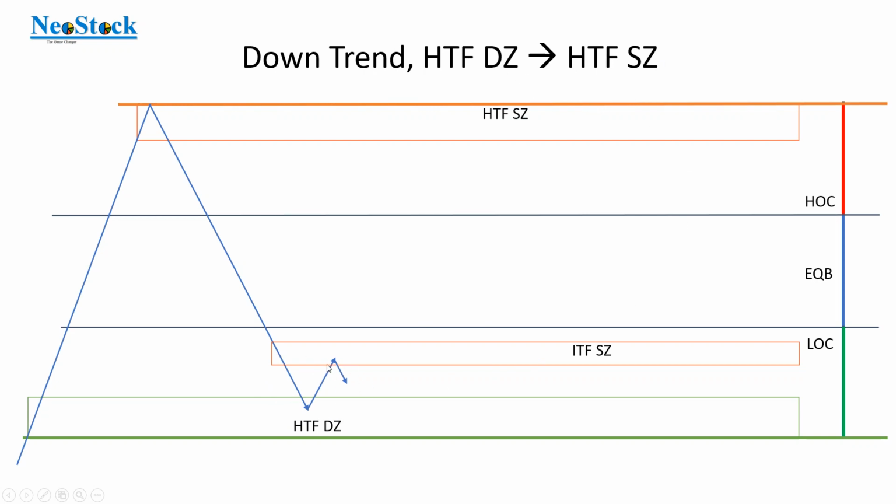But what is the ITF price direction? ITF price direction is now ITF supply zone to the ITF demand zone. Somewhere below, let us assume there is an ITF demand zone. So from here, now prices are moving towards the ITF demand zone. Because the ITF price direction is changed, can we plan short trade in this scenario?